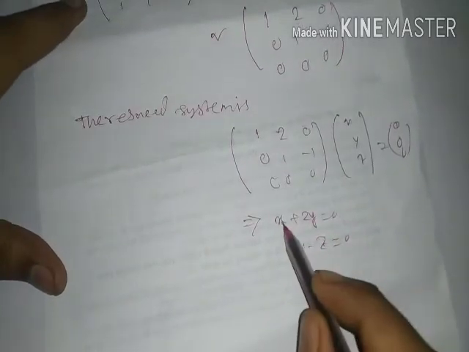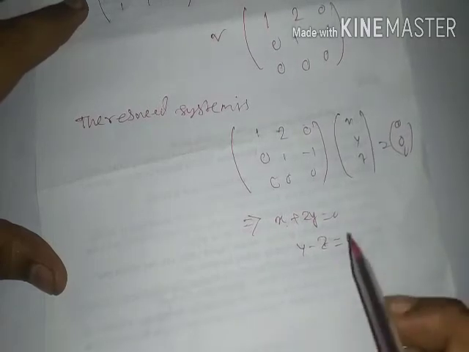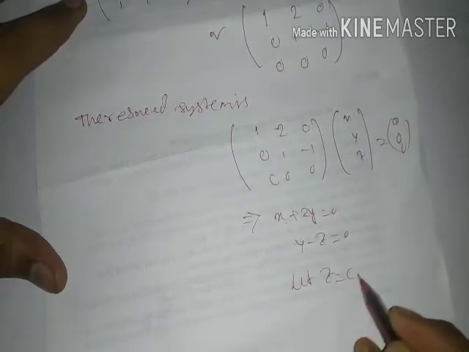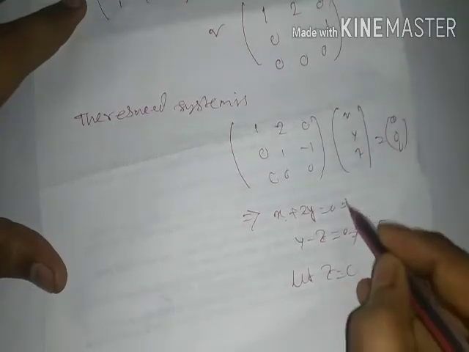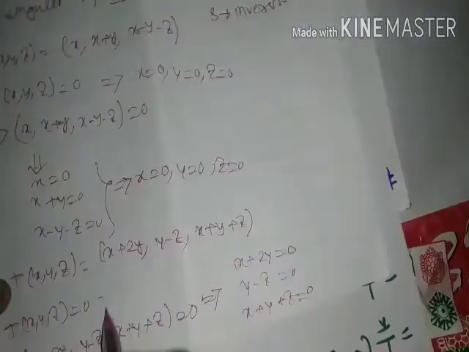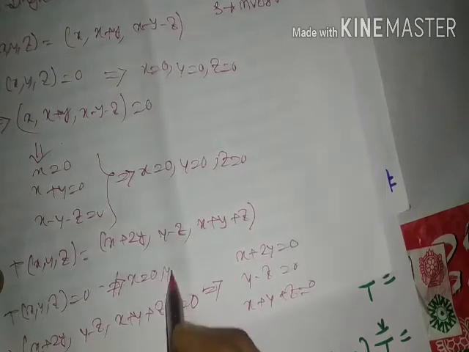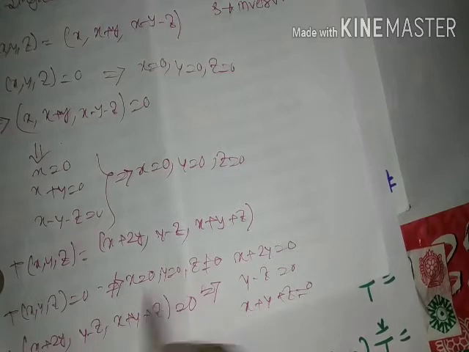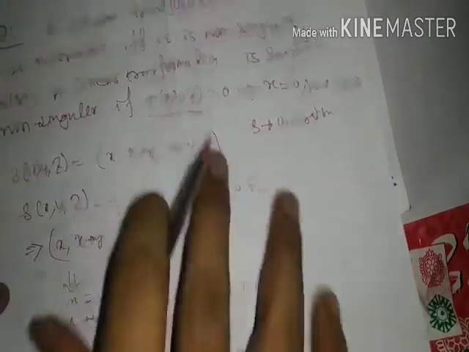See here, the number of variables is 3 but the number of equations is 2. So one variable must be fixed. Let z equal c, we get y equal to c. This implies x equal to minus 2c. So T of x y z equal to 0 does not imply x equal to 0, y equal to 0 and z equal to 0. That's why T is not non-singular using this result.